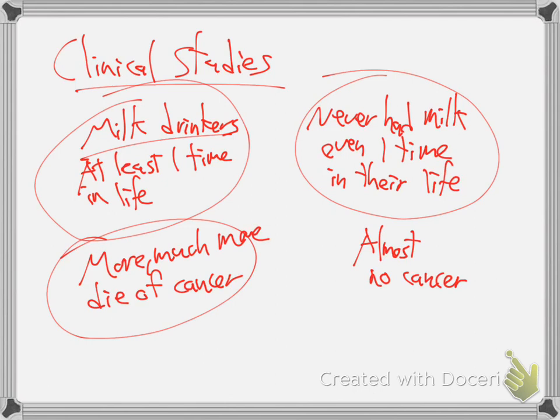So let's clear the shelves, right? Let's get the milk out of there. Milk's causing cancer. It's not causing cancer. Well, what's going on? How could this be true and milk not be causing cancer? There's what's called a lurking variable. Have you ever heard of that word before? Lurking variable.